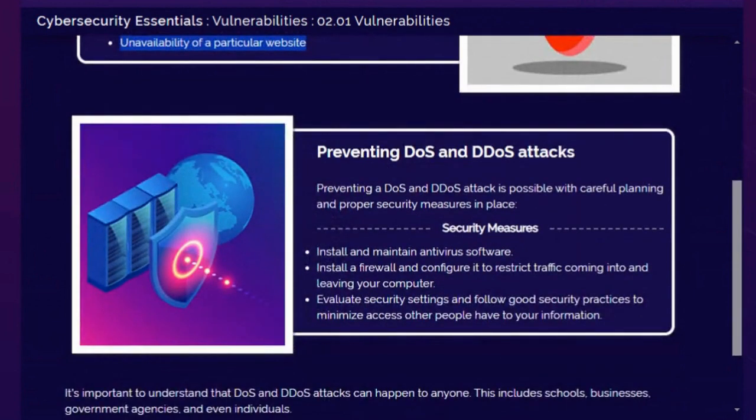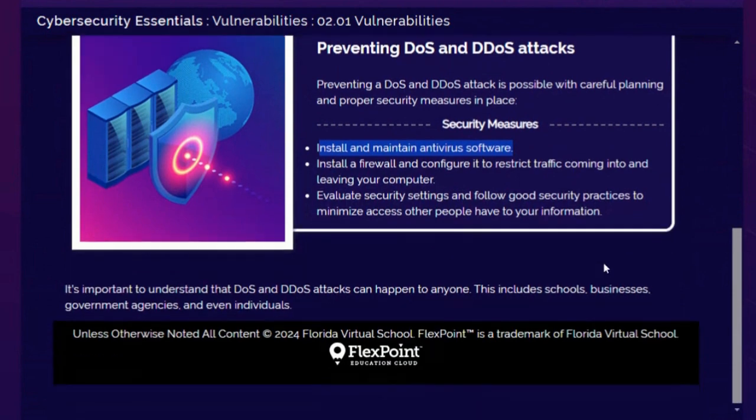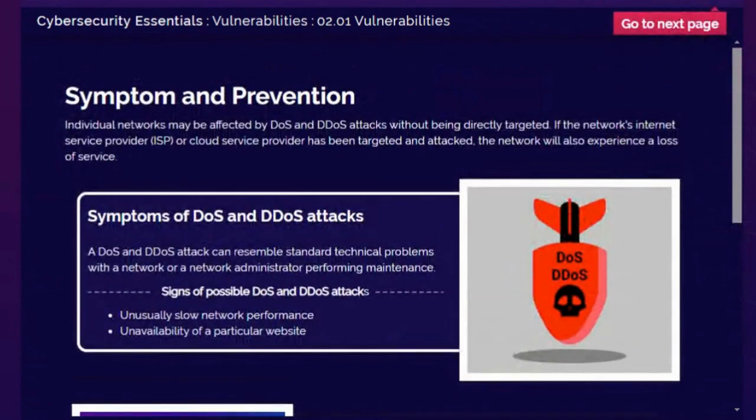Preventing these is possible with careful planning and proper security measures. Here are the security measures. First, install and maintain antivirus software, because it could be they've installed a virus that's starting to bump up a bunch of requests. Install a firewall and configure it to restrict traffic coming into and leaving the computer so it doesn't get overwhelmed. And evaluate security settings. Follow good security practices to minimize access that other people have. It's important to understand that these attacks can happen to anyone: schools, businesses, government agencies, and even individuals. Well, it's more rare for an individual, but it can happen. All right, that is our lesson for this week.